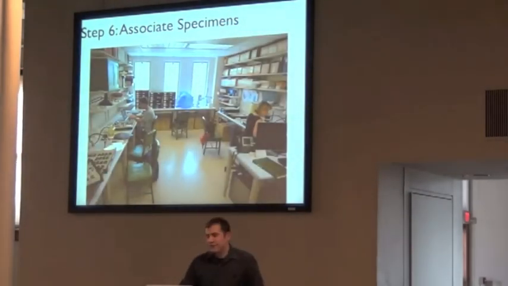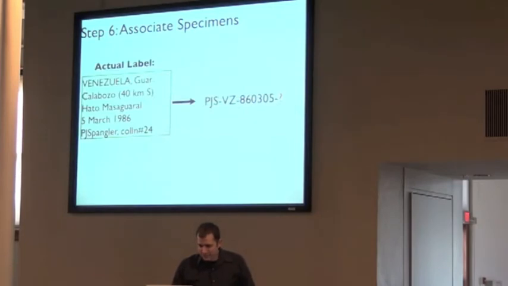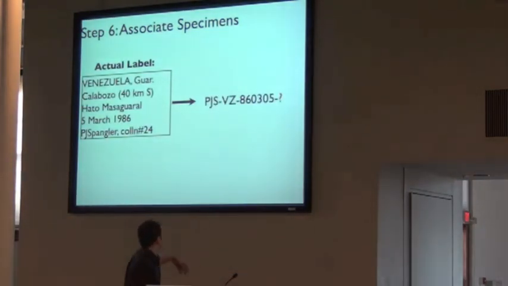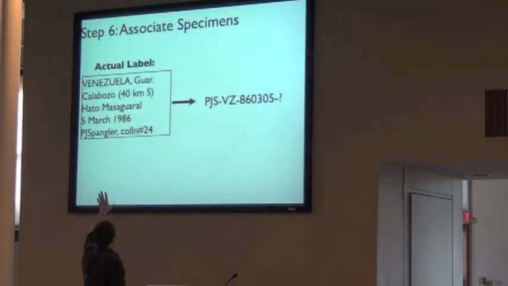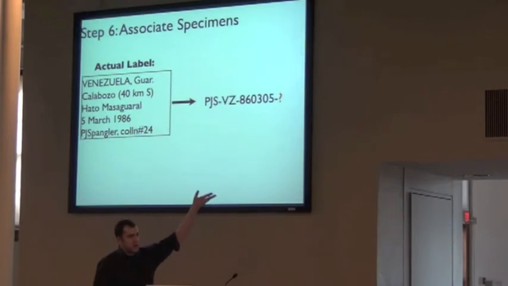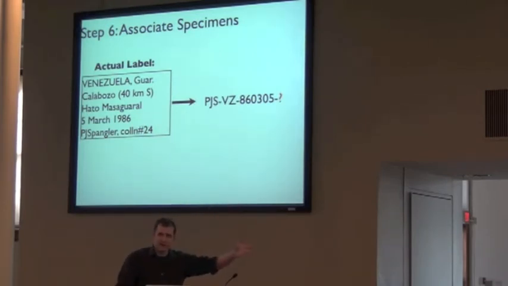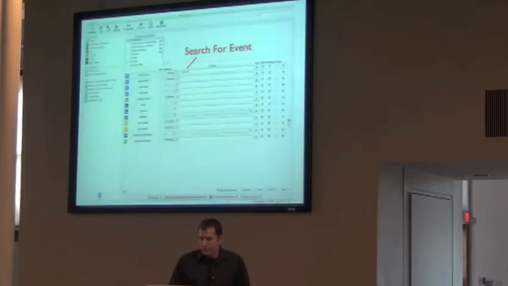So then we have to associate the specimens, now that we've gotten all the data for the locality. How does this happen? This is what an actual label looks like. Just from that label alone, we get the PJS code as well as the date. We don't know which one it is, because we arbitrarily assign a number at the end. We get close, but we're not sure.